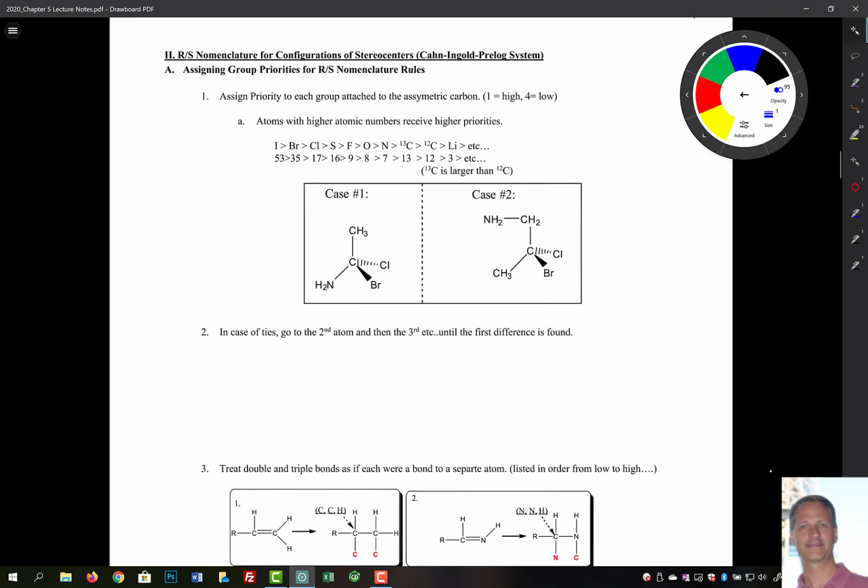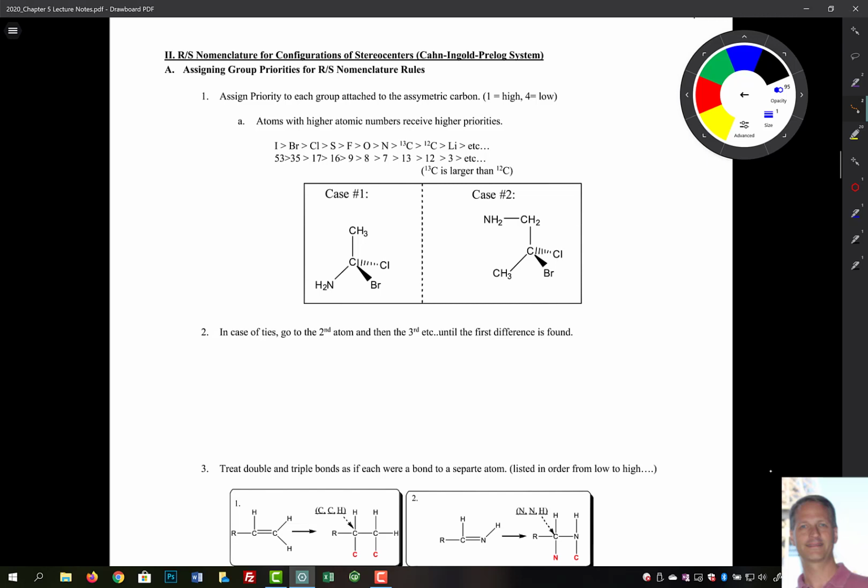How do you determine this? It's not a popularity contest. It's based on atoms with higher atomic numbers. They simply receive higher priorities. So iodine, bromine, chlorine, sulfur, and so on. We consult the periodic table for this.